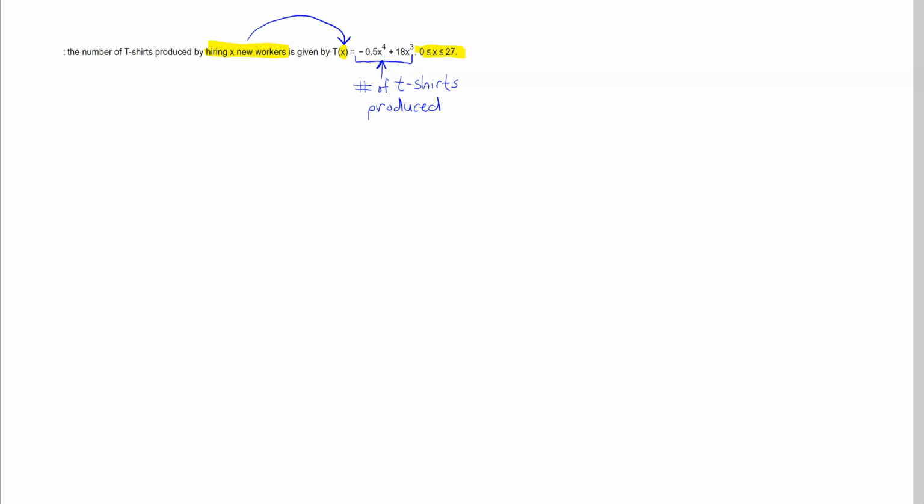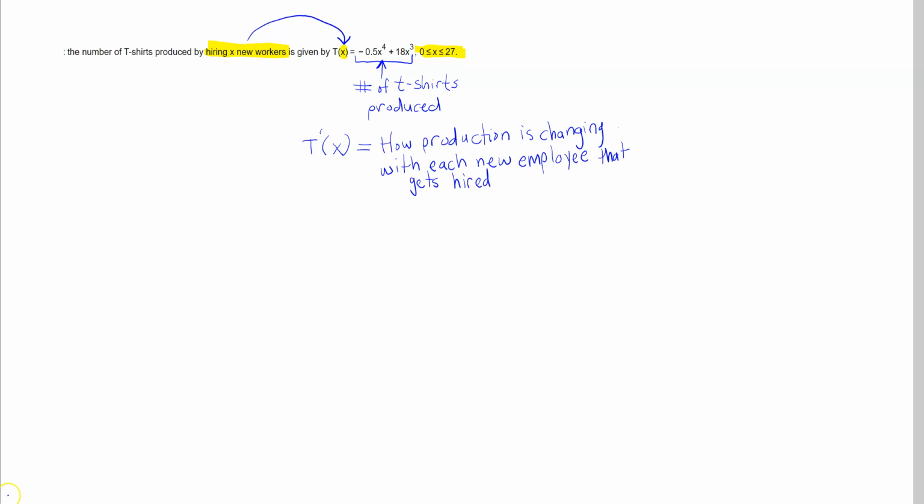Okay, so if I find T prime, the first derivative, that's the rate of change of t-shirt production. That's how t-shirt production is changing with each new employee that's hired. And if I take the derivative of that, T double prime describes the concavity of the original function, right? That's not as helpful in this situation.